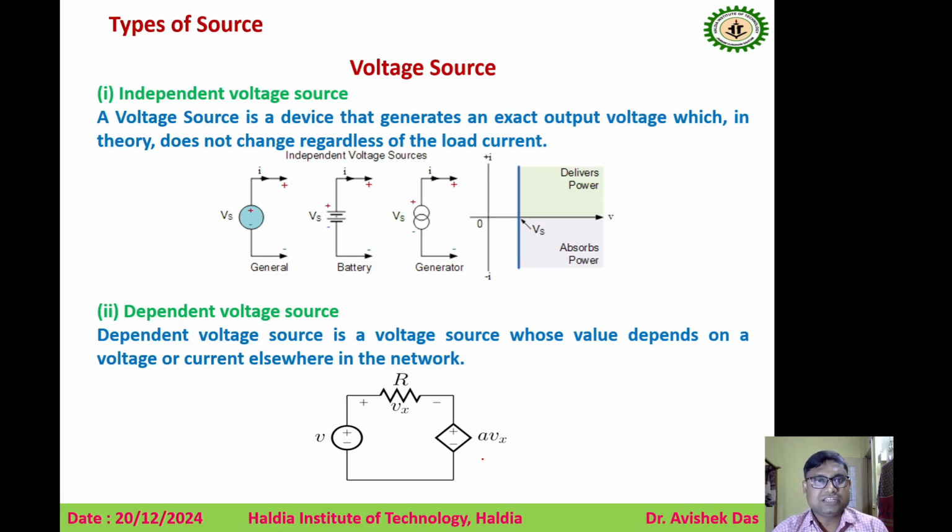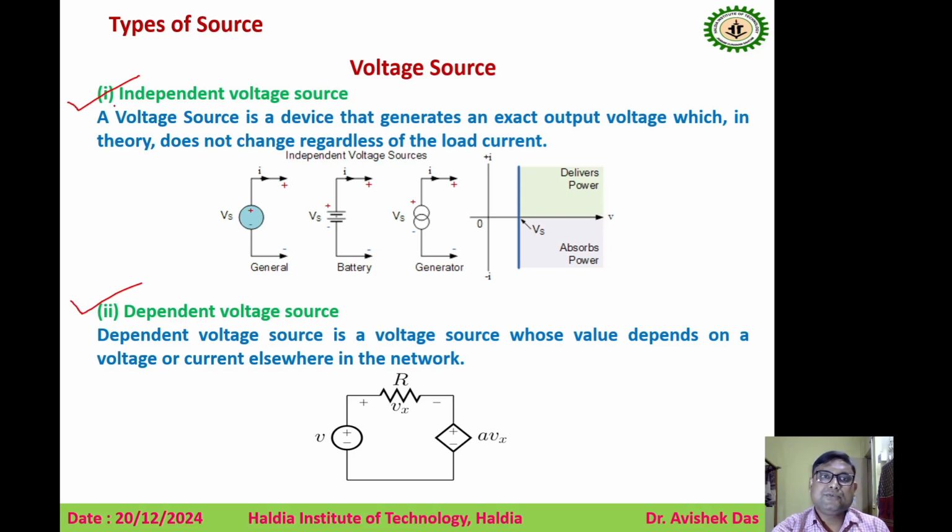First one is the voltage source, right? In the voltage source, for network analysis purposes, we use different types of sources. First one is the voltage source. In the voltage source also, there are two types: one is known as the independent voltage source, another is the dependent voltage source.